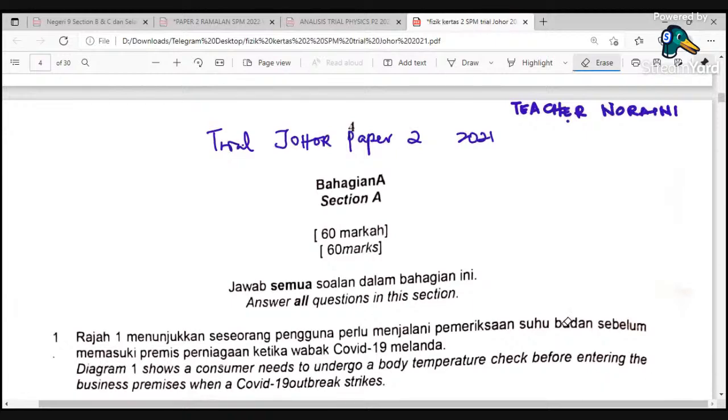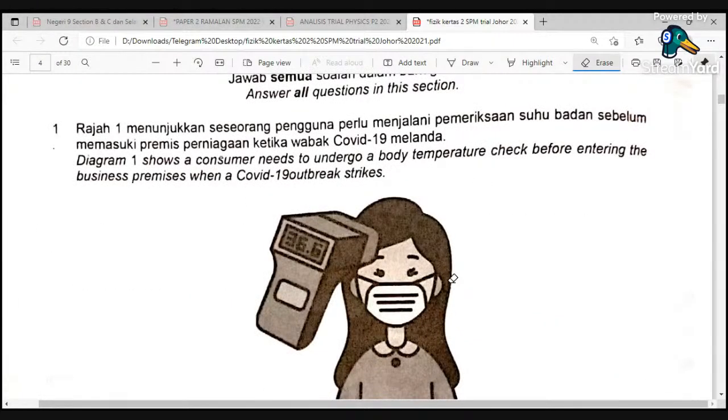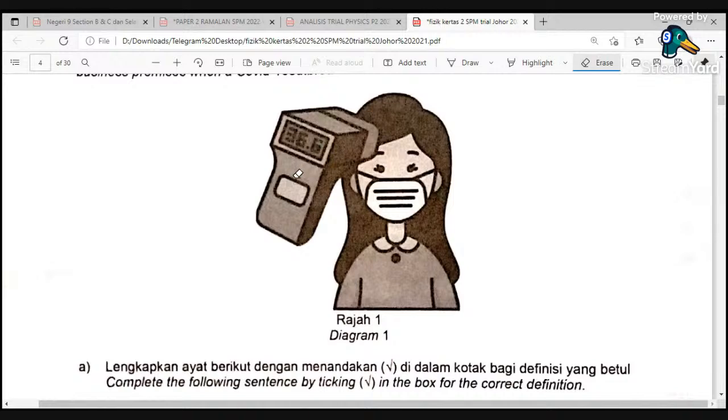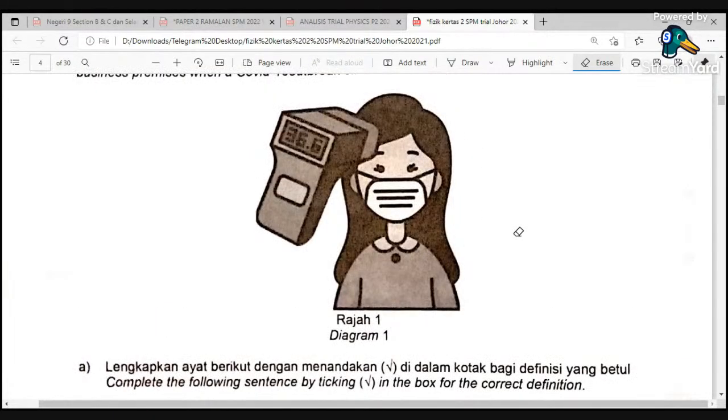Okay, for section A, as usual, answer all questions. I try to go a bit faster. Number 1, diagram 1 shows consumers need to undergo body temperature check before entering business premises when a COVID-19 outbreak strikes. Sometimes the question may be related to current issues. So this one is about COVID-19, the use of the infrared camera, the thermometer.